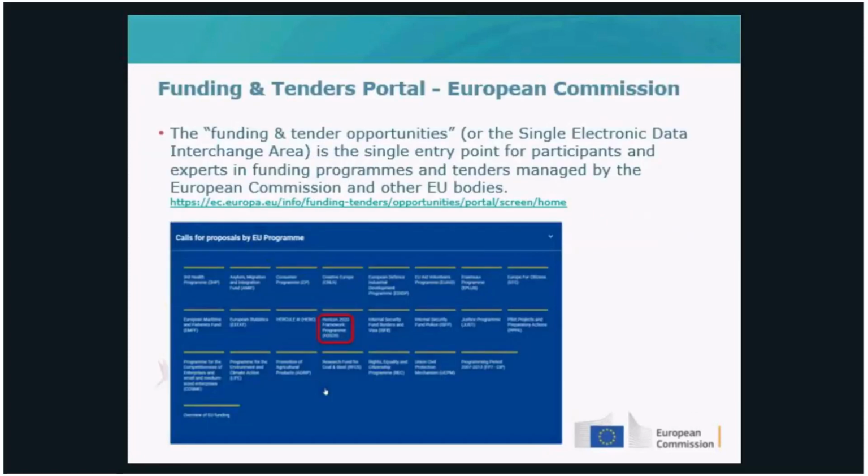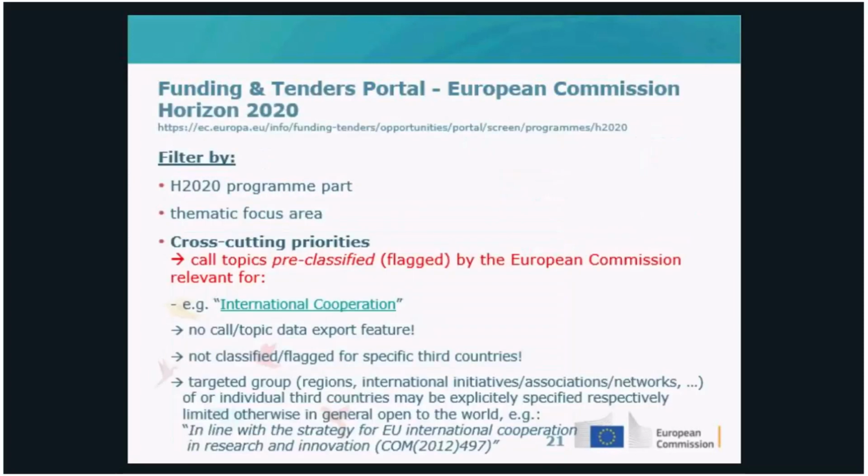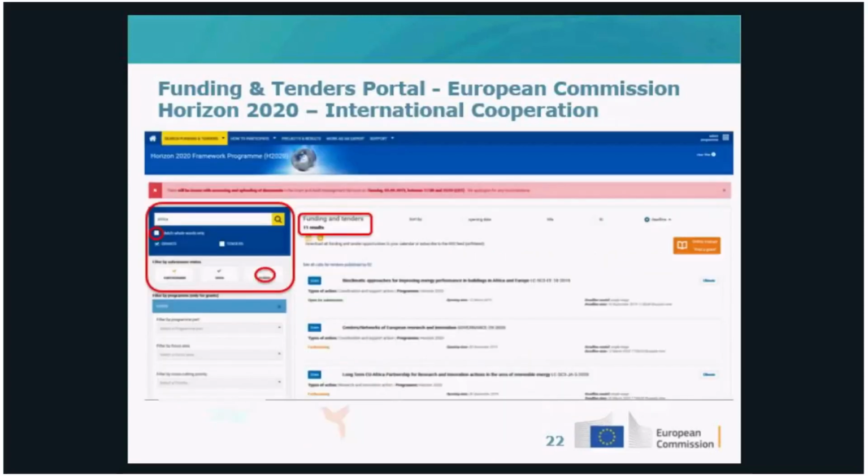These are well-known information, I hope. The area that you need to go is, of course, the Funding and Tender Opportunities portal, and then you just need to click on Horizon 2020, and you can either filter by the program part, or by the thematic area, or even by the cross-cutting priorities, for example, under international cooperation, or better, in my opinion, is to use the search facility.